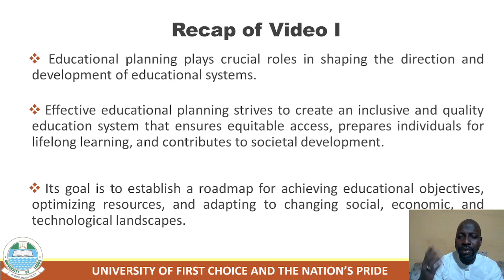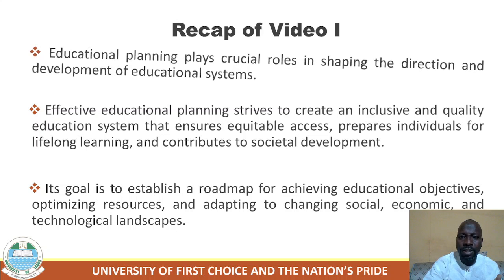Now, a recap of video 1. In video 1, I made it known that educational planning plays crucial roles in shaping the direction and development of educational systems. And I said that effective educational planning strives to create an inclusive and quality education system that ensures equitable access, prepares individuals for lifelong learning, and contributes to societal development. And I also said that its goal is to establish a roadmap for achieving educational objectives, optimizing resources and adapting to changing socio-economic and technological landscapes.